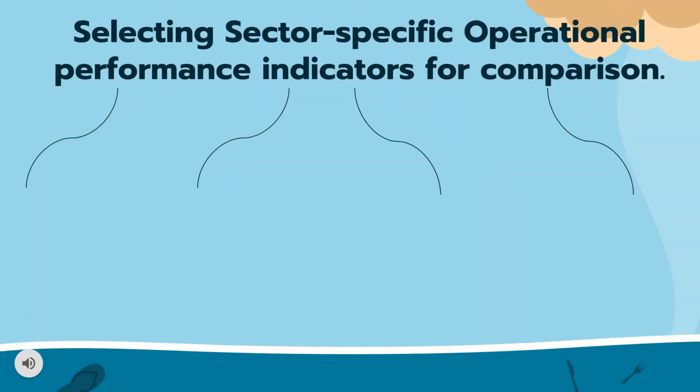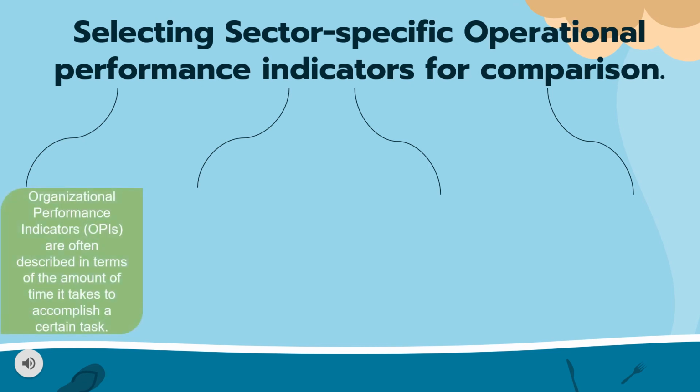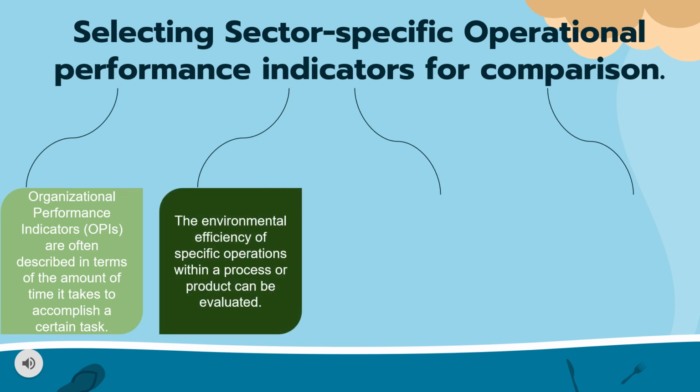Selecting sector-specific operational performance indicators for comparison. Operational performance indicators, OPIs, are often described in terms of the amount of time it takes to accomplish a certain task. The environmental efficiency of specific operations within a process or product can be evaluated.